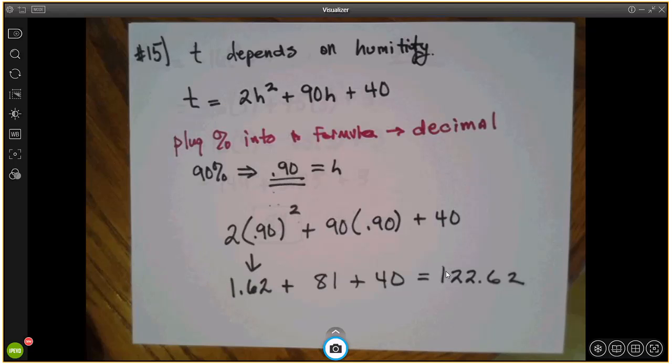Well, we can't type in 90%. We can't put 90% into a formula. When you plug a percent into a formula, you have to change the percent to a decimal. That's why I covered this in the last unit. I think it was 10.1, conversions of decimals to percents to fractions. And now you plug in 0.9, and I did it on the calculator, and that gives us 1.62 plus 81 plus 40, and I came up with 122.62. And that is number 15.